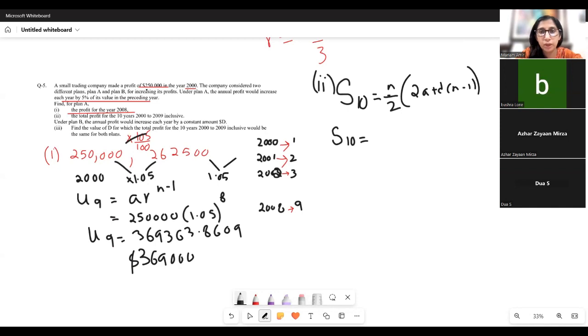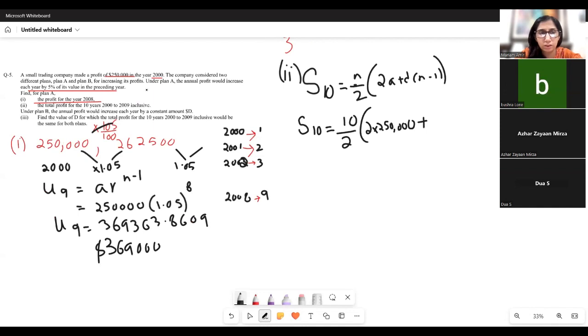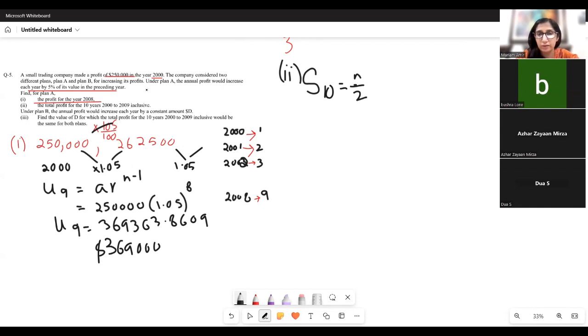n over 2, n is 10 over 2, 2 times a is 250,000, plus d is, sorry, I'm using the AP formula. I should have used the GP formula for sum. Unfortunate. Okay. So what's the GP formula for sum of n terms?